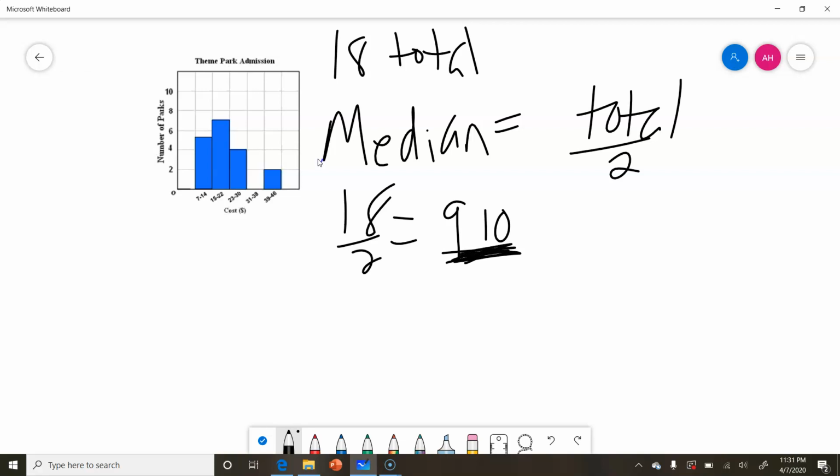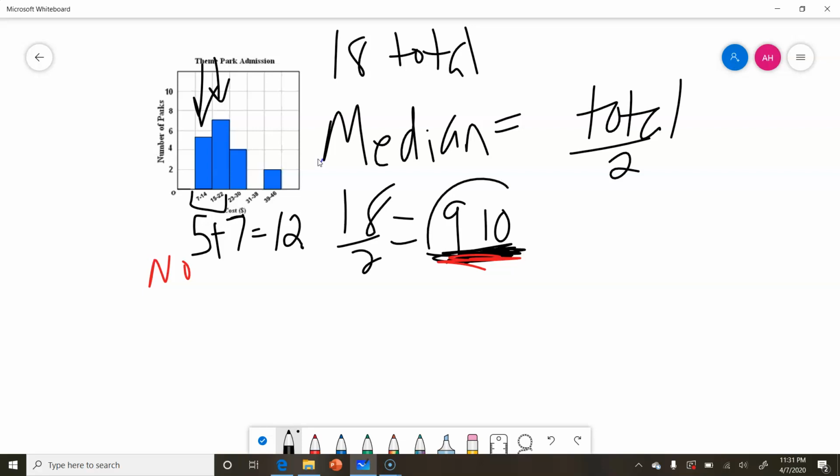So I come to my chart over here and start from the first part. How many are in the first one? 5. So is the 9th or 10th term in those first 5? The answer is no. But how many are in the second one? 7. I'm going to erase that and put a plus so you don't get confused. Plus 7. So in the first 2, how many are there? That's 12. Does that include the 9th and the 10th?